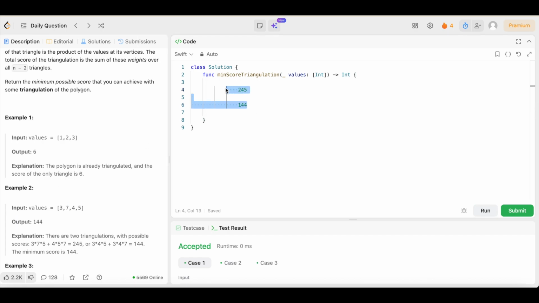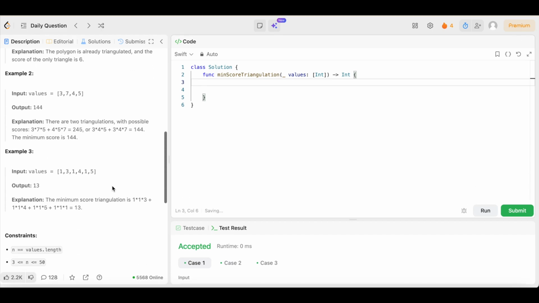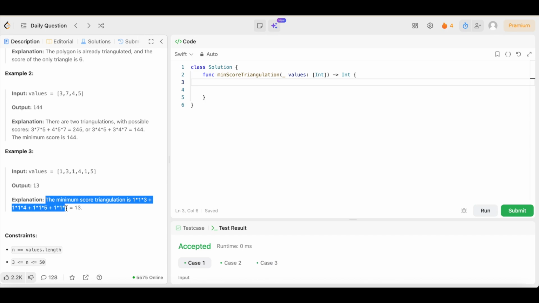So let's take a look at example 3 just in case that didn't make sense. In example 3, we have our values 1, 3, 1, 4, 1, and 5. Our output is 13. The explanation says the minimum score triangulation is 1 times 1 times 3 plus 1 times 1 times 4 plus 1 times 1 times 5 plus 1 times 1 times 1, which gives us 13. That's how we got the output 13.